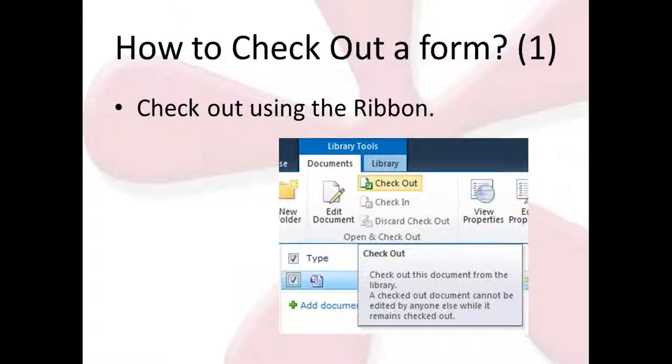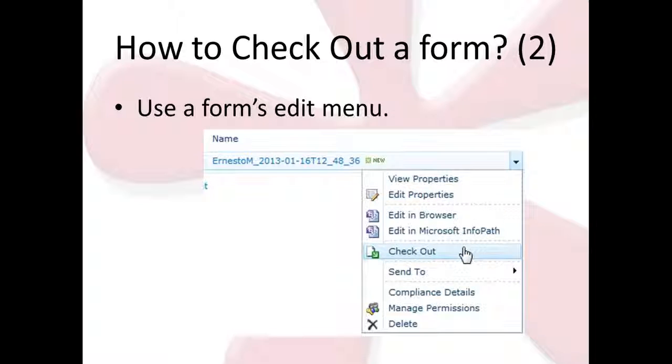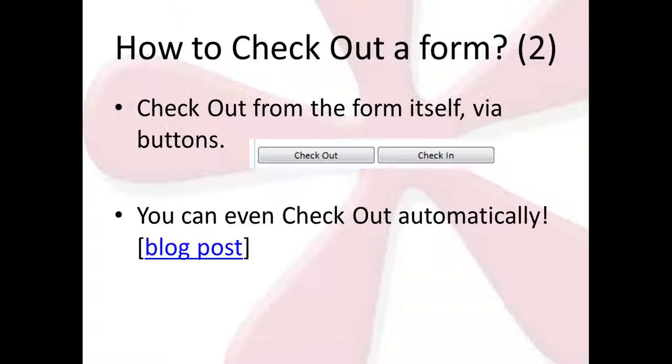So how do you use this? You can check out a form using the ribbon. You check the checkbox for the document you want to check out, and you go to the ribbon, to the Documents tab, and you will see there's a Check Out option. That might be a little cumbersome for users to remember, since you have to go in and check out the document before you modify it. You can also expand the menu for each of the items in the form library, and there is a Check Out option for each of the items, so you can check it out that way.